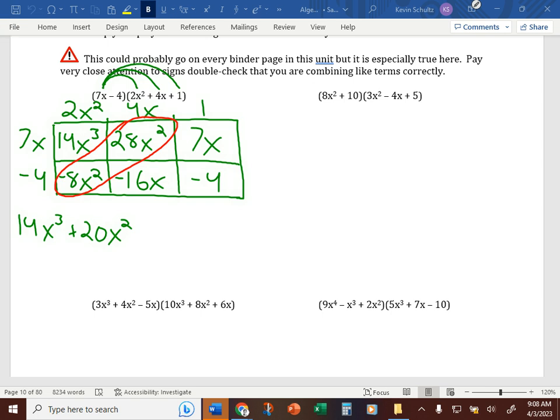For your x's, you've got 7 of them. You take away 16, how many x's remain? Negative 9. I know. Negative 16 plus 7, 7 minus 16, either way, you get negative 9. And then your constant, negative 4, you can't do anything with.